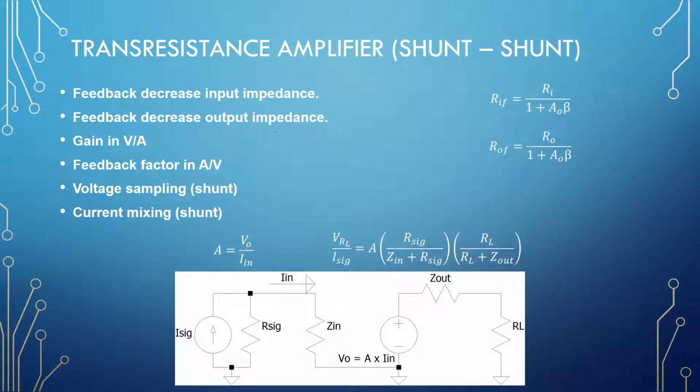Our last amplifier here is the transresistance amplifier. The transresistance amplifier takes in a current and provides a voltage. So it will have voltage sampling, which happens in shunt. It will have current mixing, which happens in shunt. So the transresistance amplifier is shunt-shunt. Taking in a current, you have a low input impedance. Providing out a voltage, you have a low output impedance. So both would be decreased while applying feedback for our amplifiers.